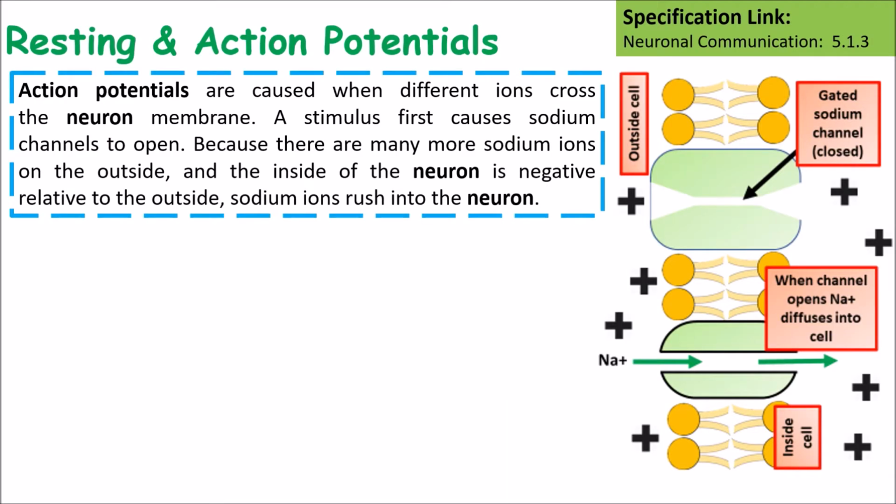So, just to recap, action potentials are caused when different ions cross the neuron membrane. A stimulus first causes the sodium ion channels to open. Because there are more sodium ions on the outside and the inside of the neuron is negative relative to the outside, sodium ions rush into the neuron.